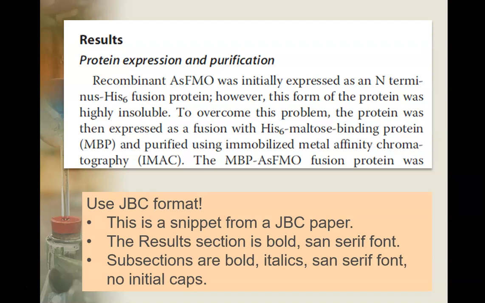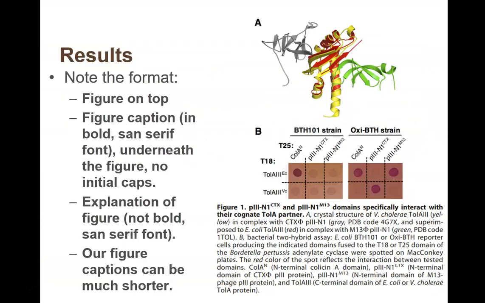For example, results, again, so look at this, bold, sans serif. So the subsections are bold, italics, sans serif, and no initial caps. So this is a screenshot from a recent JBC paper. So this is how they began their results section. So just to provide an example of what it should look like.